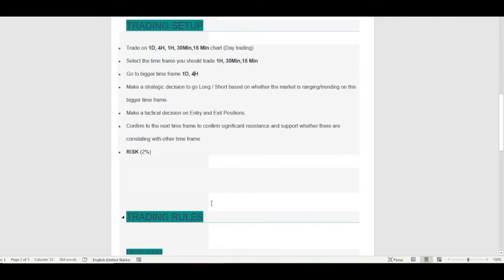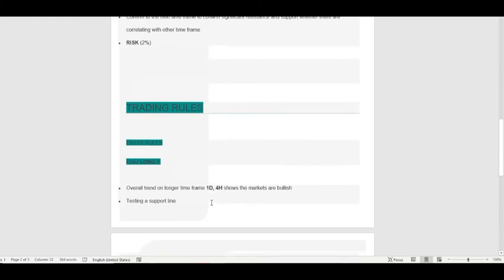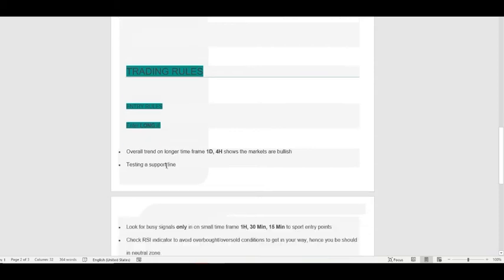So your risk, what you are risking, is 2% always, we know this. So the question is, what are the trading rules? What are the rules that you should follow? Your rules should be abided by in terms of when you're going long or short, right? Enter long if the overall trend on the longer time frames, day and 4 hour, shows that the market is bullish. If on the higher time frame the market will go up, you should go long, right? As you can see with the channel.